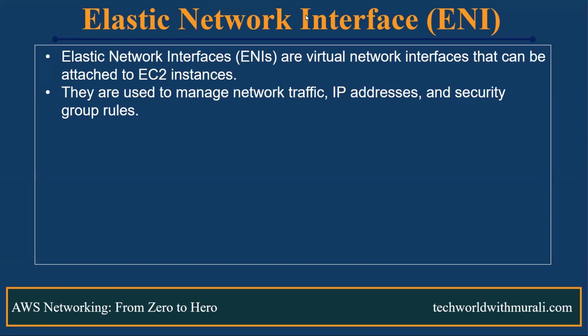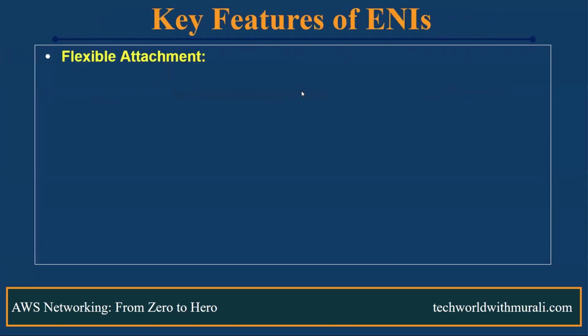Remember, guys, when you create the ENI, it will create one private IP. If you want a particular private IP to be attached to the EC2 instance, we can use the ENI. Okay, and we can see the features as well so that you will get some idea. Then we can go with the practical.